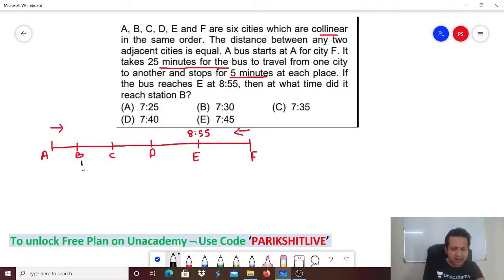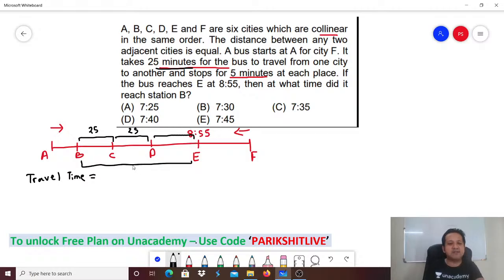B to E is what I need to consider, right? What is the travel time from B to E? Think about it. How many stations are we talking about? B to C. Remember, every 2 adjacent stations, you take 25 minutes. So 25 minutes. C to D, another 25 minutes. And D to E, another 25 minutes. So can I say total travel time was 75 minutes?